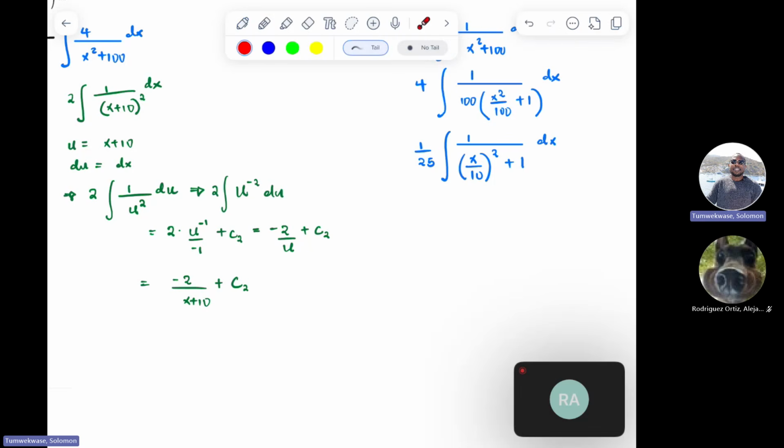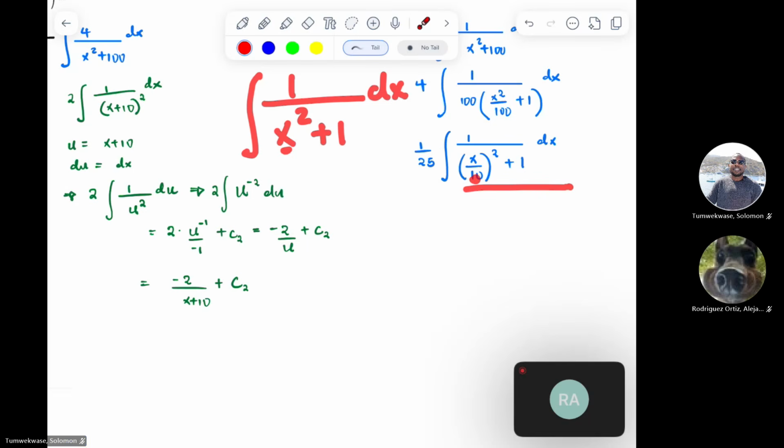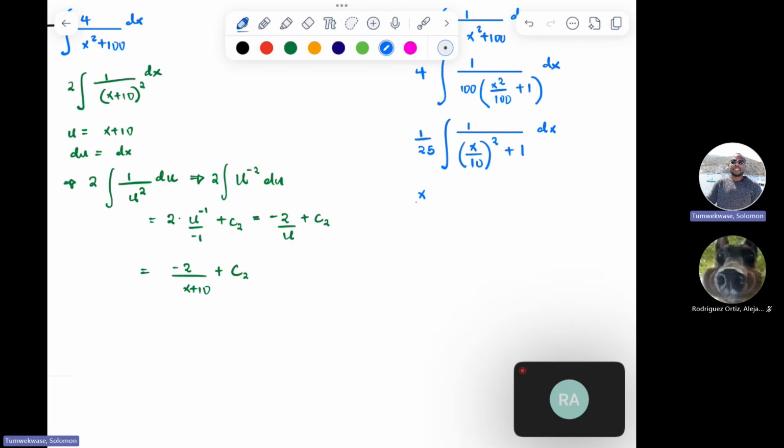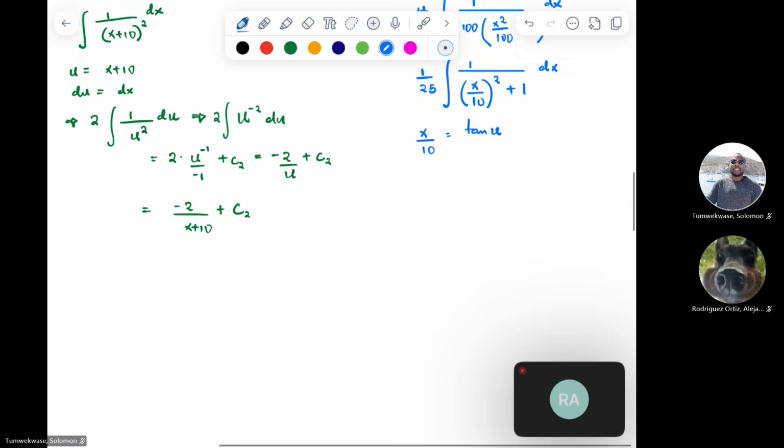Once again, what we are interested in is something like this, and you see that is what we have. The only difference is that instead of x squared, we have x over 10 squared. I hope that is fine. Now this is how the tan substitution works. I let that guy that is squared, which in this case is x over 10, be the same as tangent of u.